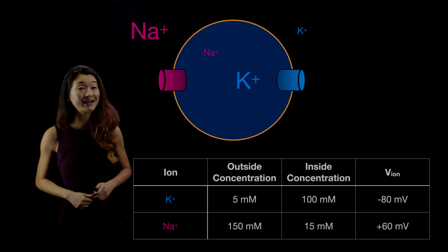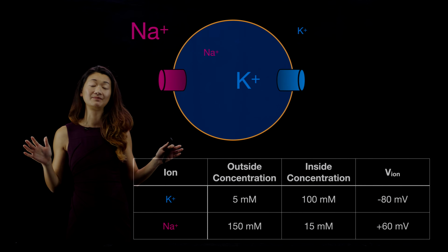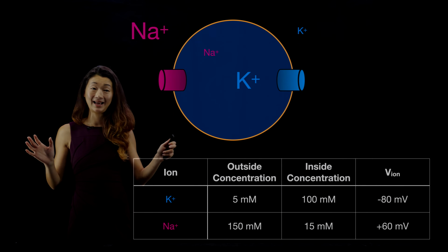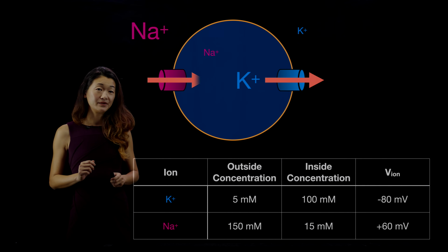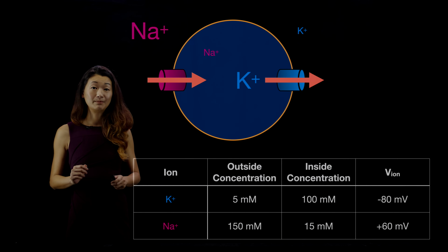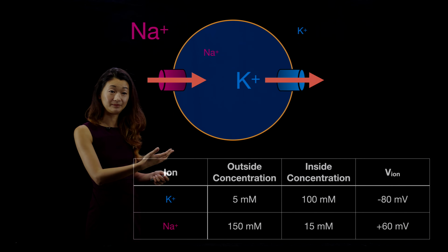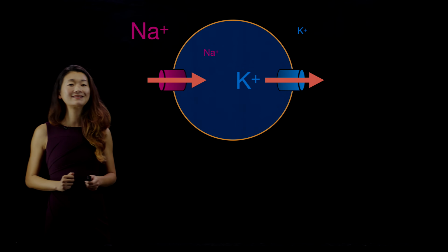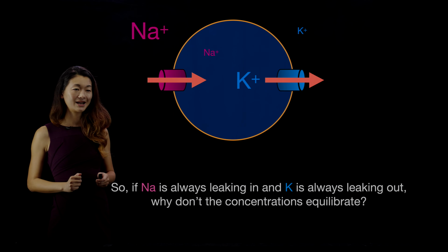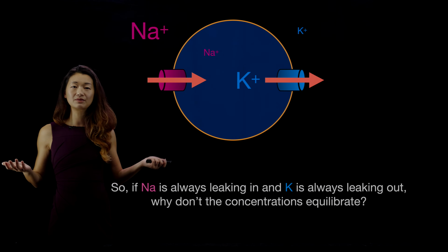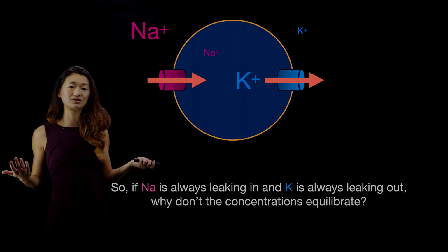Whereas the Nernst potential for sodium is quite positive. It's about plus 60 millivolts. Okay, so these are kind of opposites at this point. Now, all things being equal, you might think that sodium would want to rush into the cell, and potassium would want to rush out of the cell. So how does this happen? How does this even make sense? If sodium is always leaking in and potassium is always leaking out, why don't the concentrations just equilibrate? Why doesn't it all come to exactly the same concentration?